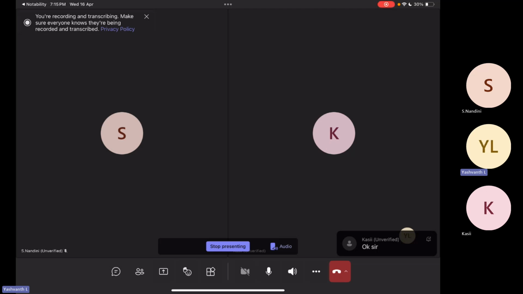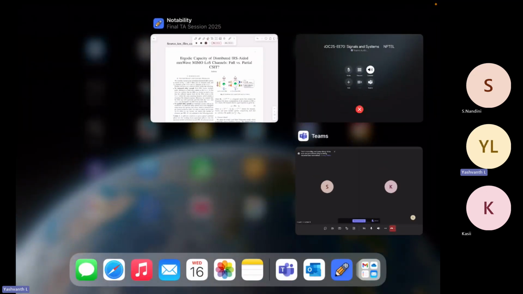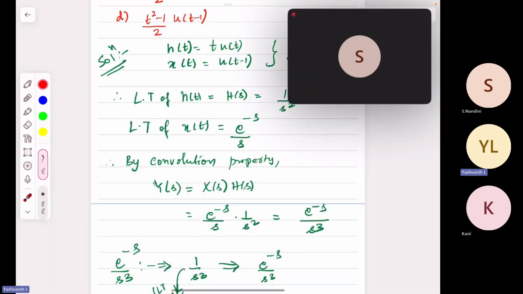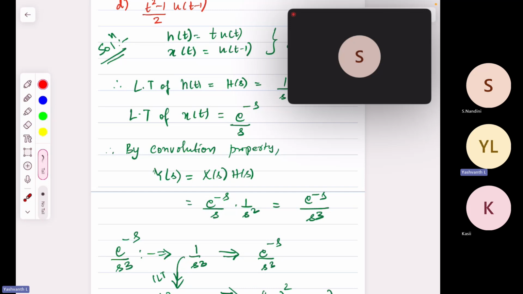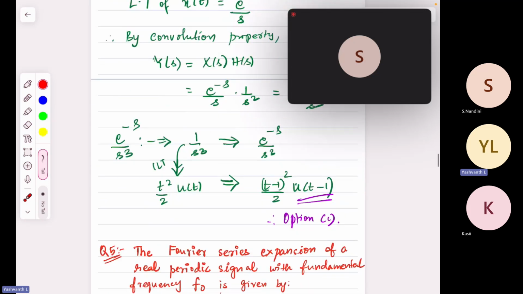Please confirm if you're able to see my screen. I am sharing my screen now. Is my notes visible? Okay, then let's move on.